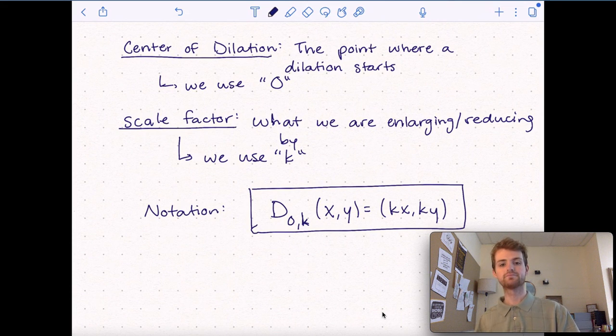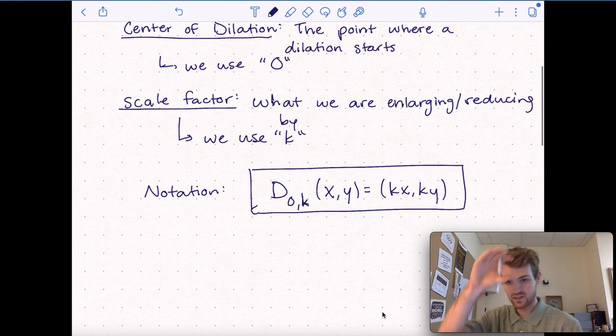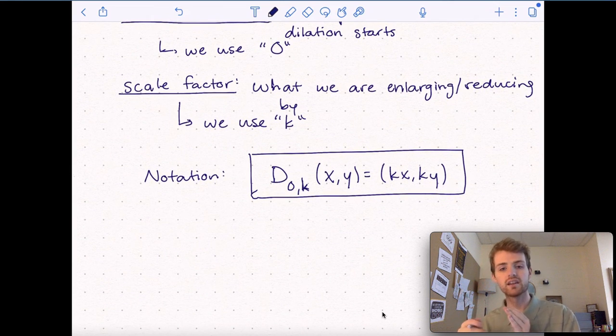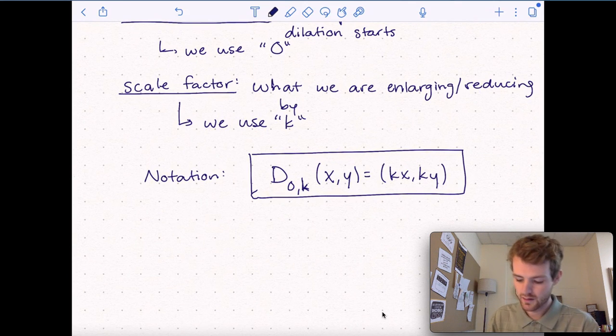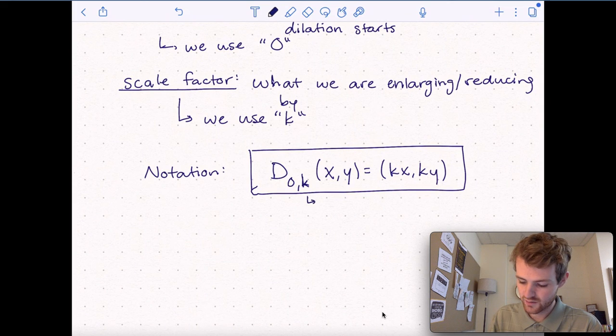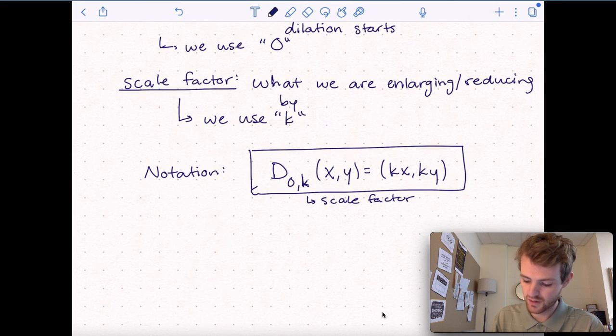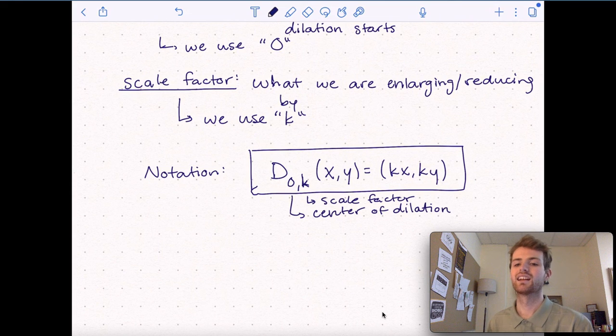But here it is. Our notation for a dilation is this. D, with a small o comma k, of a coordinate (x, y) will be (kx, ky). If you want to add this, these two things down here are just our scale factor and the center of dilation. Let's go ahead and get into an example so you can breathe easy.